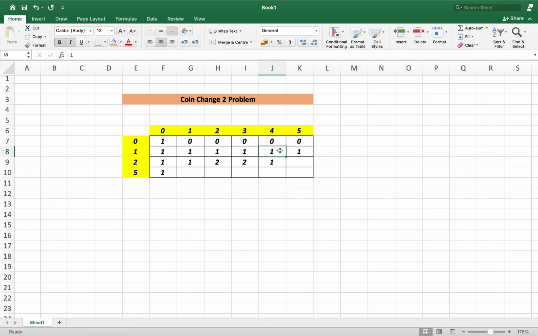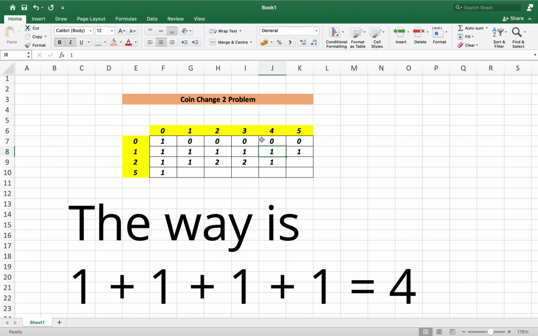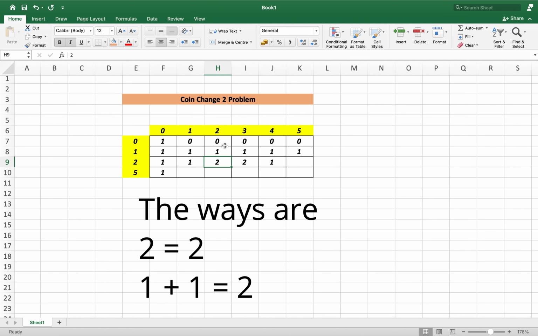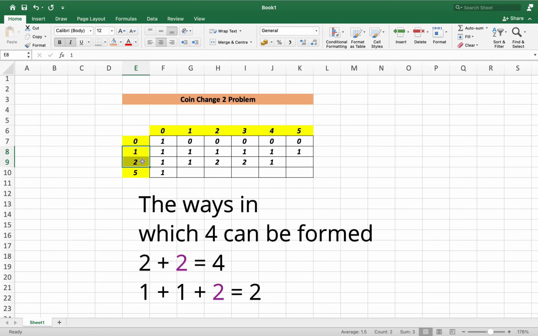This one indicates the number of ways in which 4 can be formed using the coin of denomination 1. 2 will be subtracted from this 4, which is going to take us to this cell of this row only. Here the value is 2. What does this mean? That 2 can be formed in 2 ways using coins of denominations 1 and 2, with 1 and 2 both included.